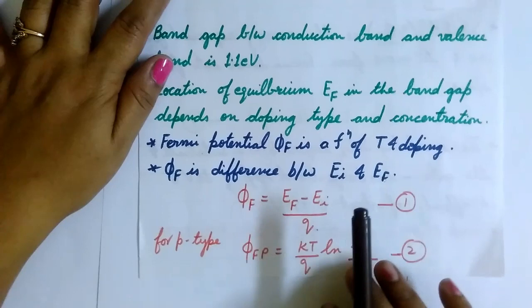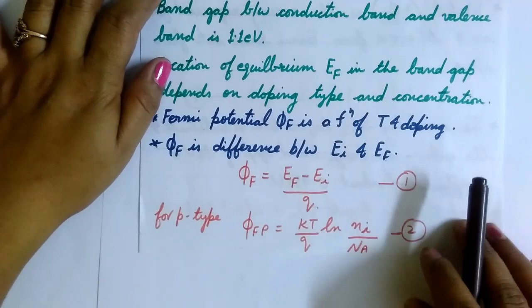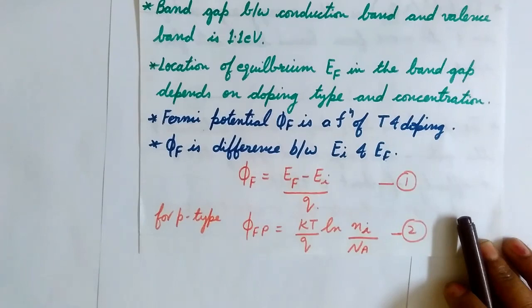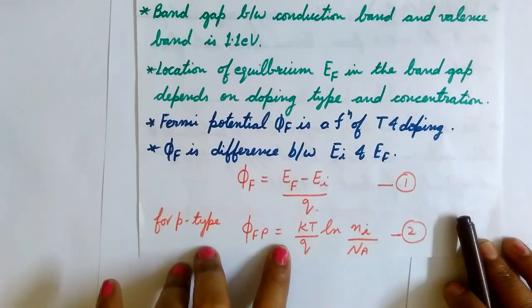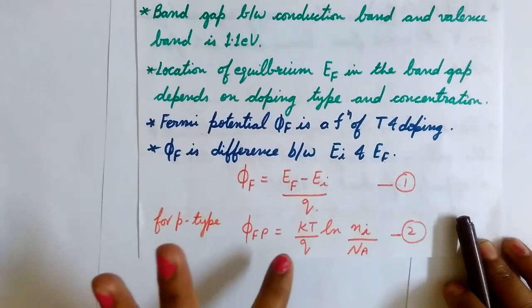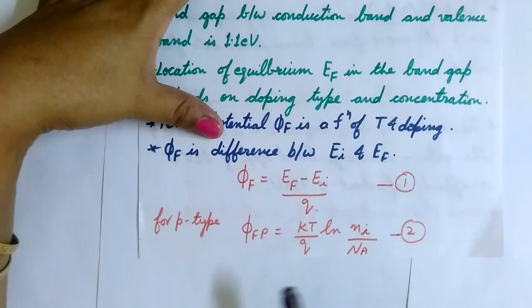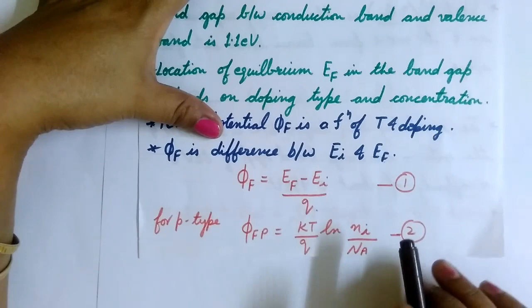Now this Fermi potential in another form, for p type, this phi Fp, this p is the substrate type suffix I have used here. So phi Fp can also be obtained, this is in terms of difference in energy levels, and here it is in the form of some constants and doping levels. So phi Fp is equal to kT by q ln(ni upon Na). Na is the number of acceptor atoms, this ni is the intrinsic carrier concentration.